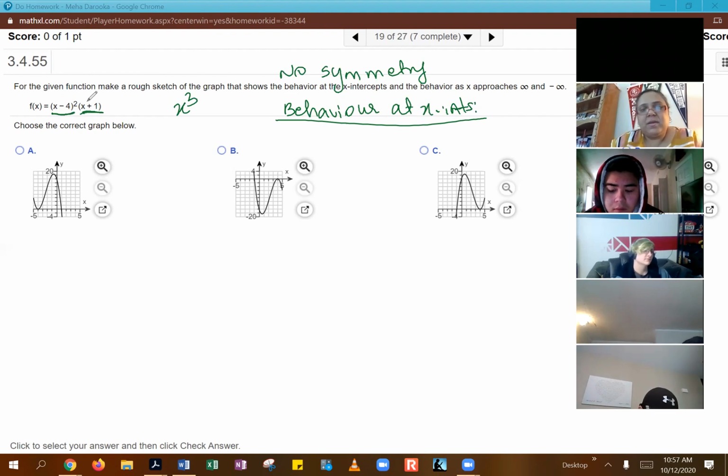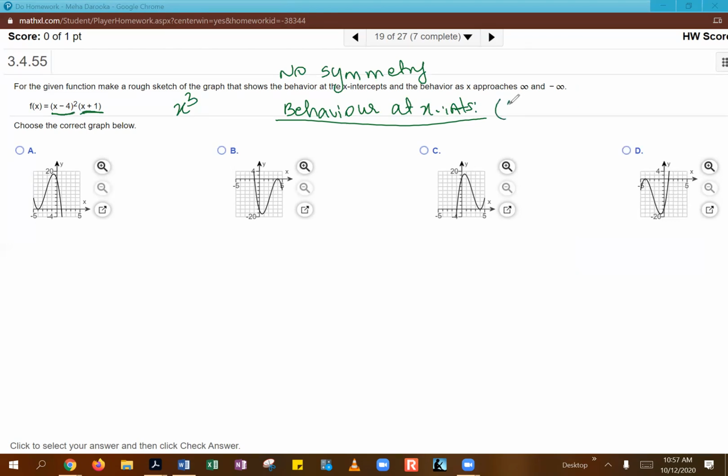You should see a touch with the first one, and that'll be at 4, 0. And then you'll see a cross with the second one at -1, 0. Very nice. Yeah, because this is with an even exponent, so it touches but does not cross. And then the x plus 1 was at an odd exponent, so it will actually cross.